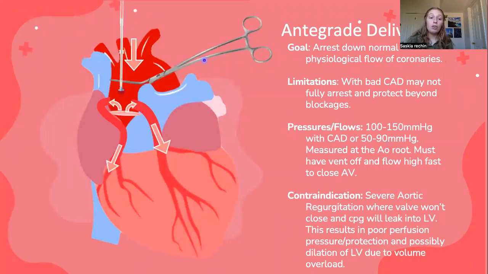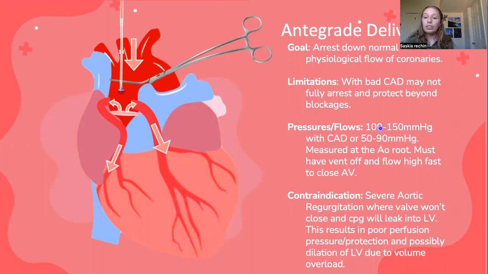Antegrade is again going down your normal physiological flow of your coronaries. It's being delivered into this isolated portion of your aorta, and has to be given at a high enough pressure to close your aortic valve and then provide positive flow out through the coronaries. The one thing to be conscious of is that if you have really bad coronary artery disease, say on this LAD, you might want to be thinking about getting collateral flow or maybe retrograde or a graft flow to get these further down parts of the heart.